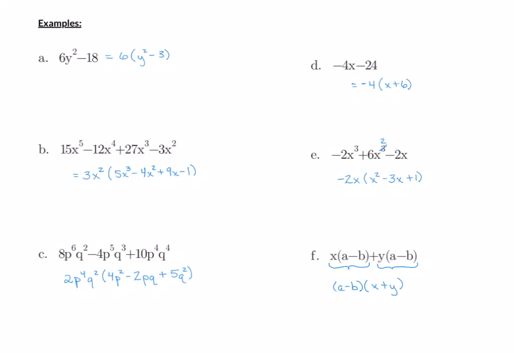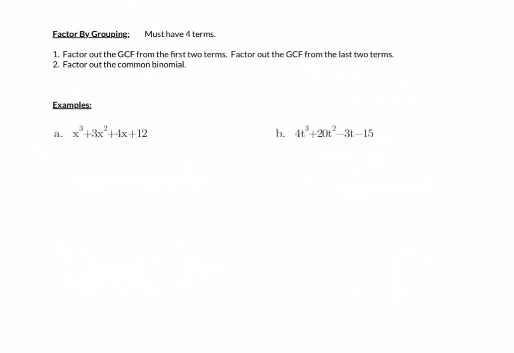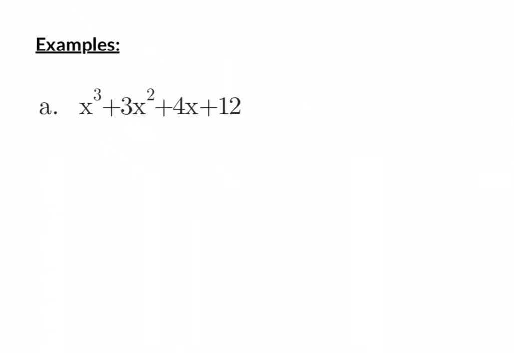All right, so now let's go ahead and talk about factor by grouping. The first thing to note when using factor by grouping is you must have 4 terms. What we're going to do is factor out the GCF from the first 2 terms. We're going to factor out the GCF from the last 2 terms. And then from there, we should have a common binomial that we can factor out. So let's go ahead and see what this looks like.